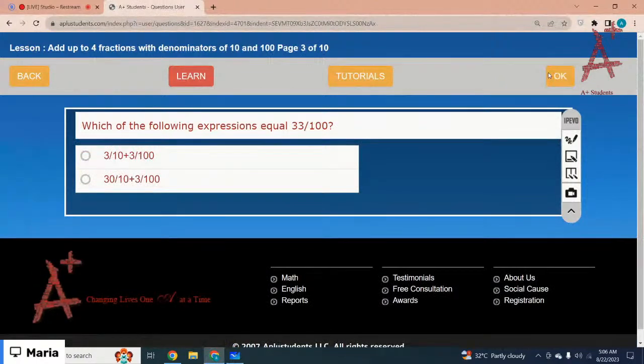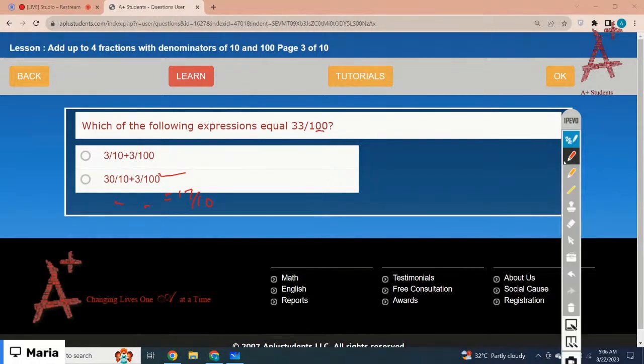Which of the following expressions equals 33 over 100? So which is the correct option? I have a trick to explain, right? Just look, here you have 100, right?